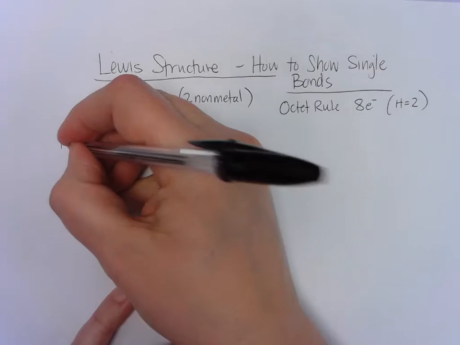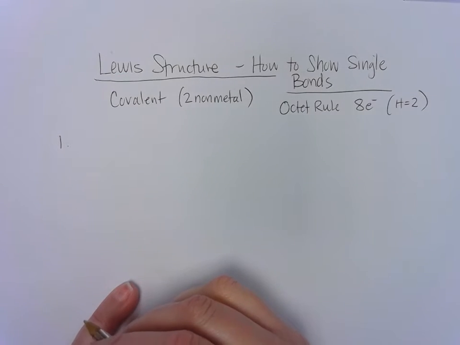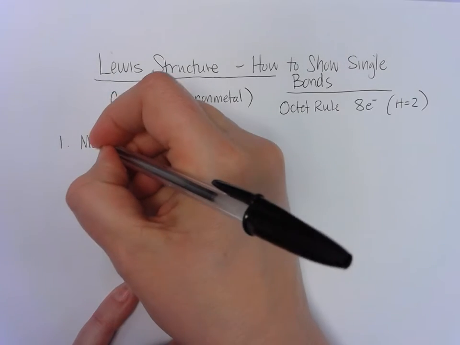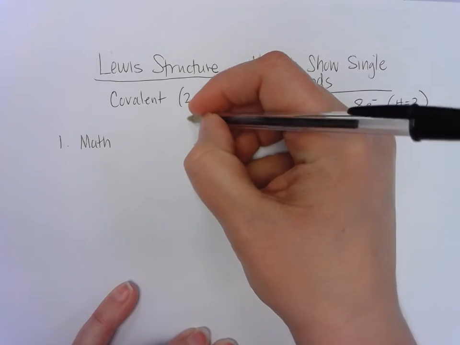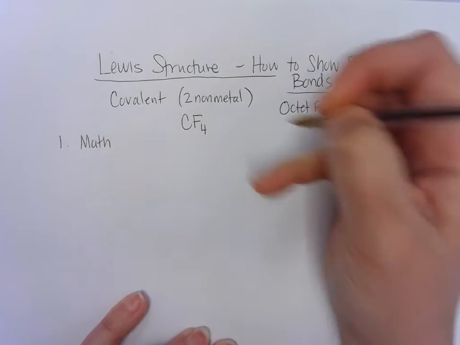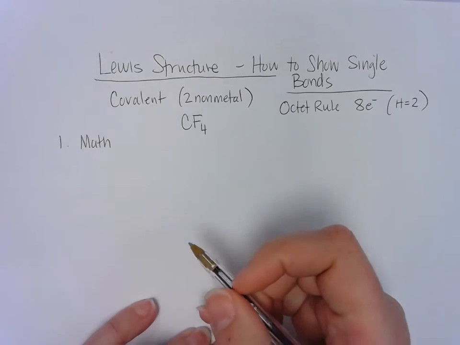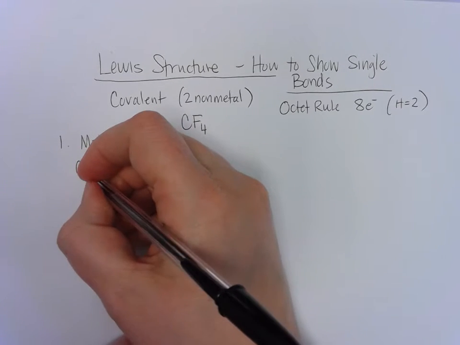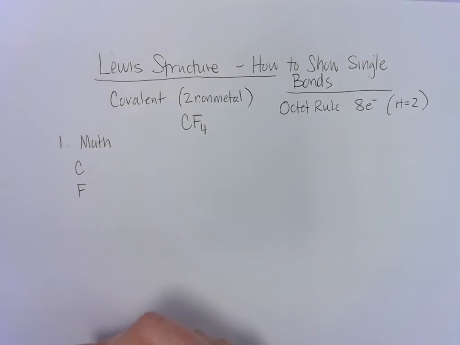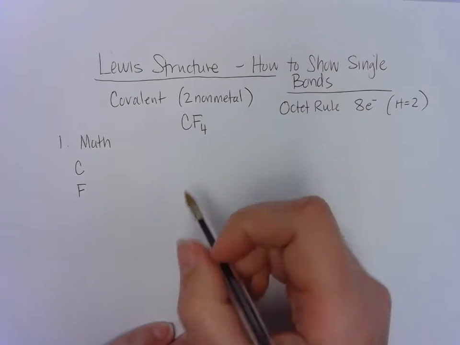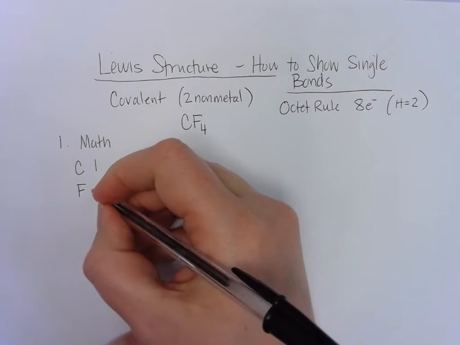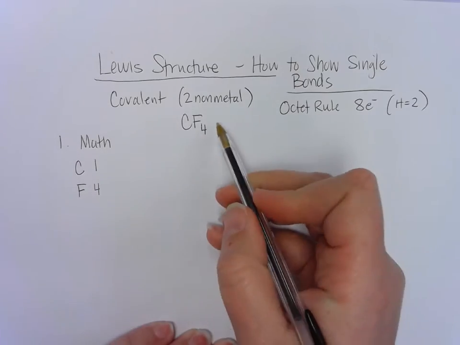The first step that we need to do is we need to find the math, is what we're going to call it. So in the example that I want us to do, CF4. In this example, we need to figure out how many electrons are involved in CF4. So how many valence electrons are being shared. There is 1 carbon and 4 fluorines in this molecule formula.